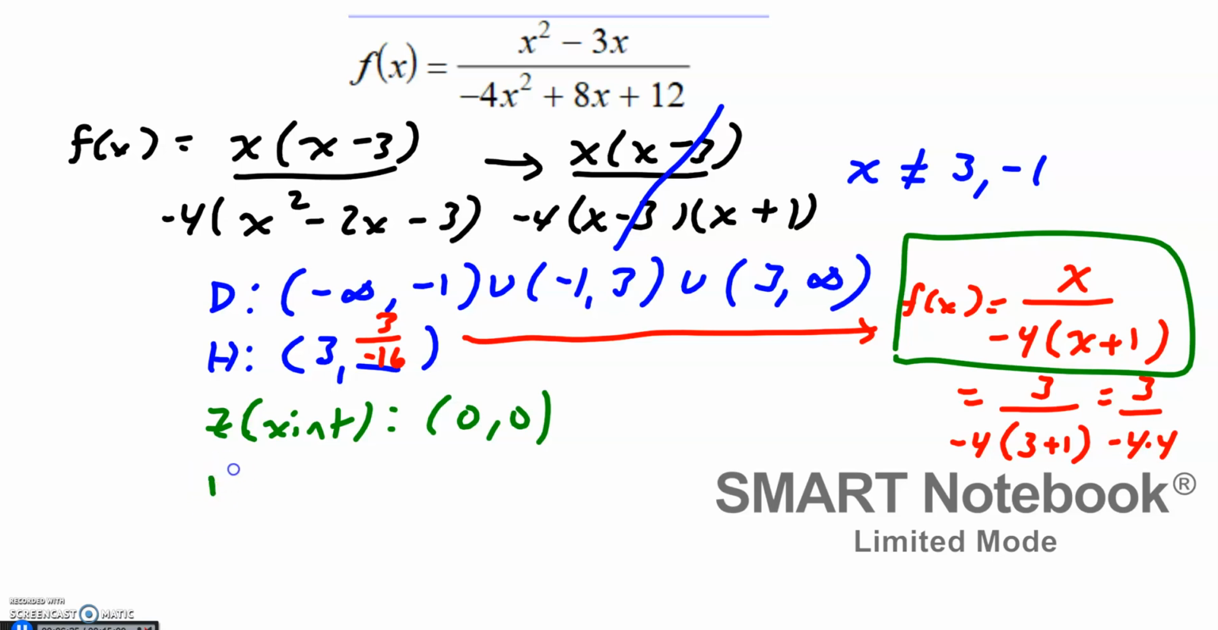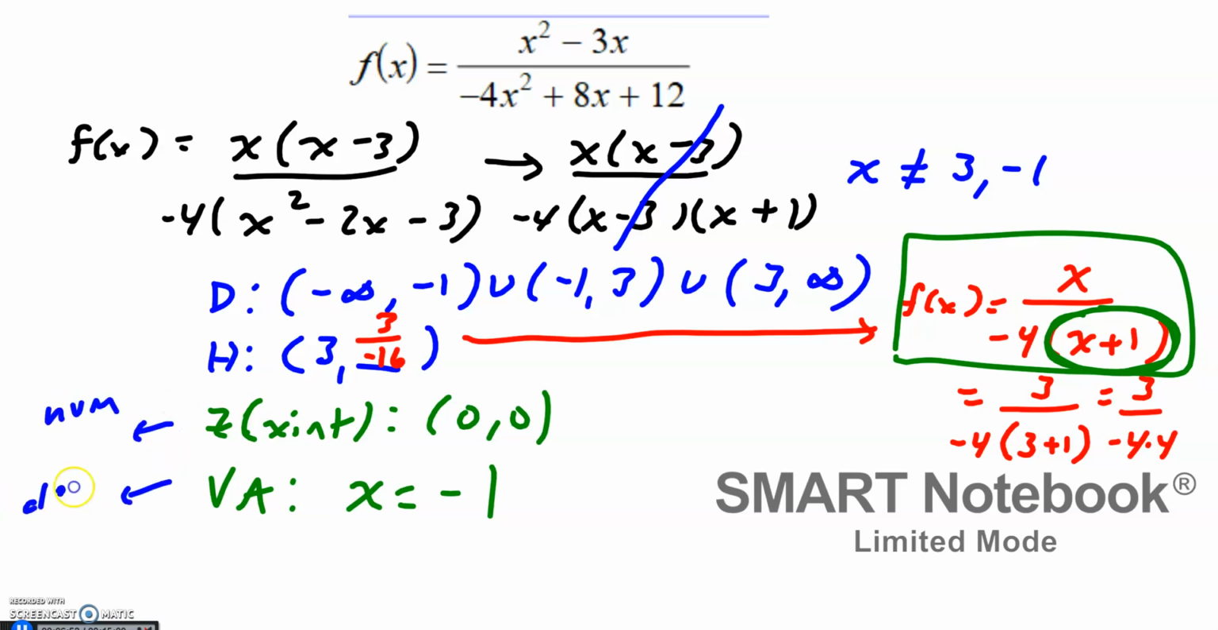And the vertical asymptote, the line you can't cross, is what's left in the denominator. This piece right here is going to be your vertical asymptote. If x plus 1 equals 0, it means the line I can't cross is really negative 1. So this again is what's left in the numerator, and this is what's left in your denominator.